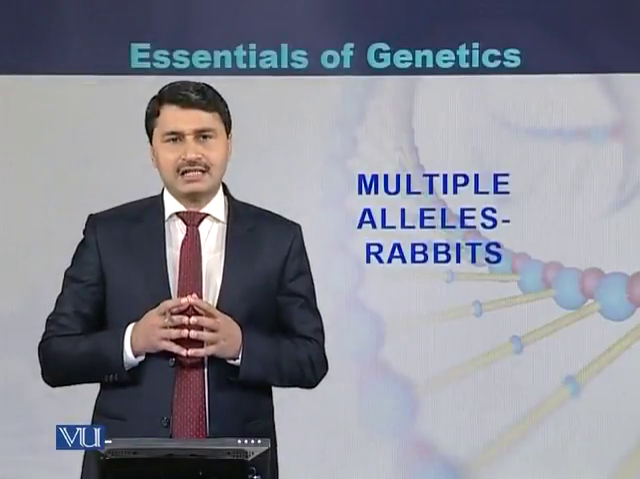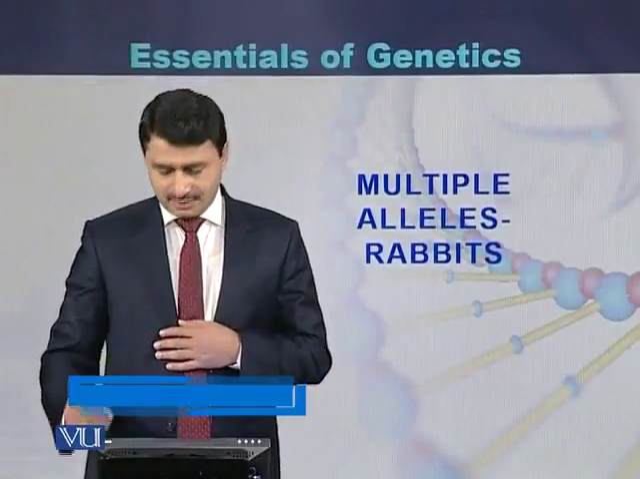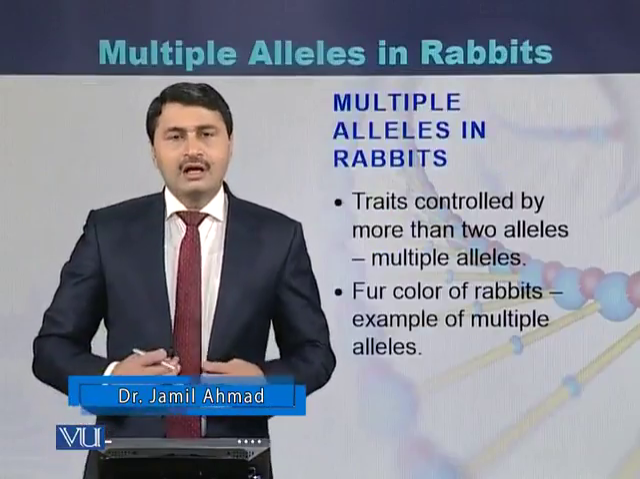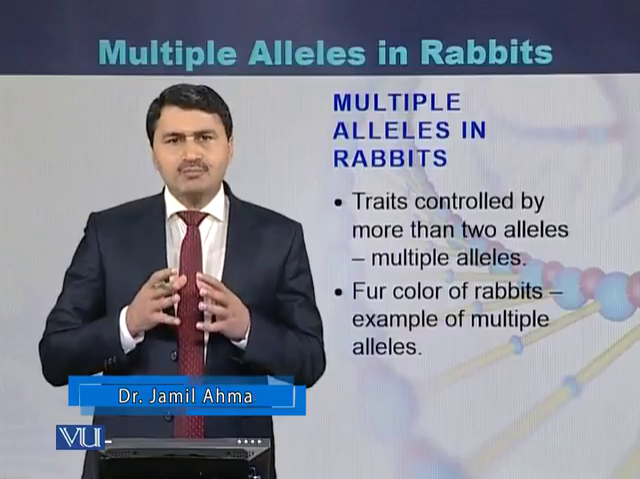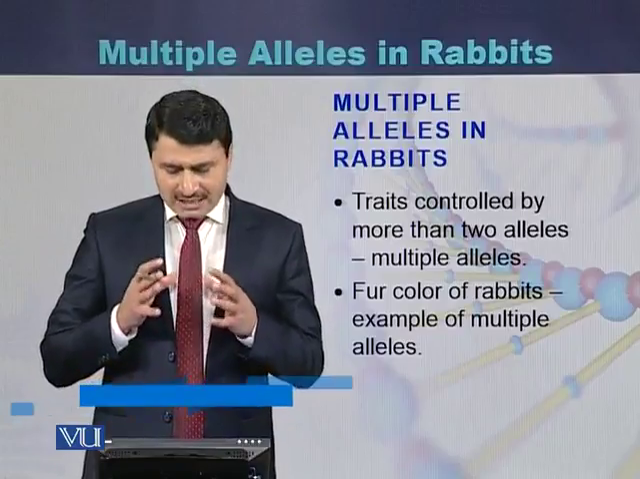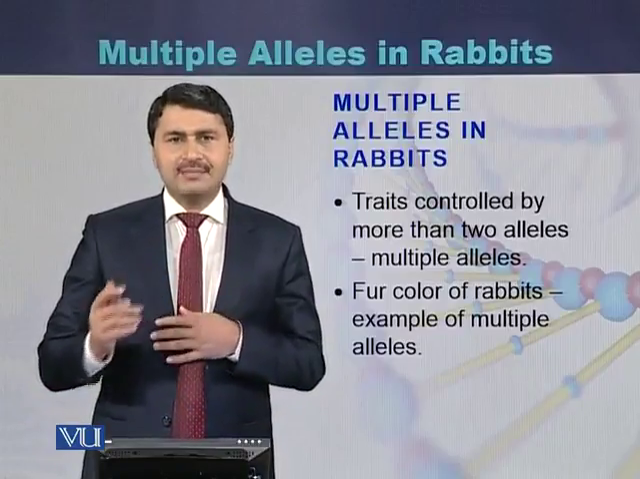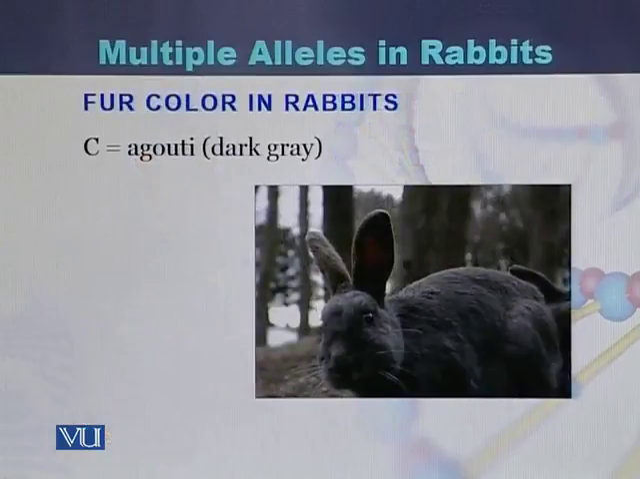Multiple alleles, and the example is fur color in the rabbits. Multiple traits are those traits which are controlled by more than 2 alleles. Example is the fur color in the rabbits. Fur color in rabbits can exist in many forms.